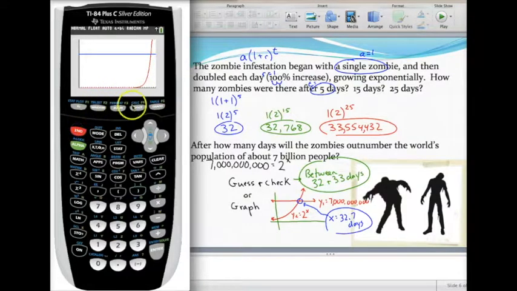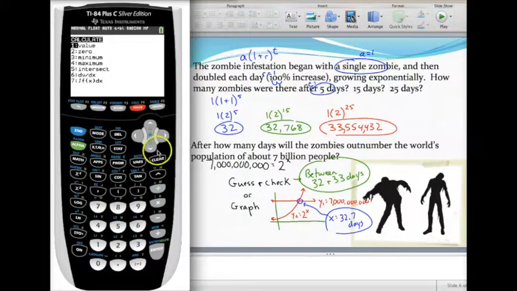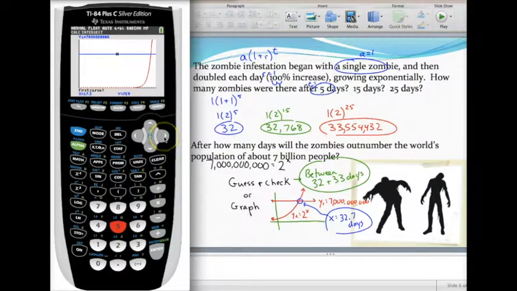Let's hit second trace, remember, to find the intersect button. So then option 5. And since there's only one intersection point, I should be able to just from here press enter 3 times. So 1, 2, 3, and there it is. Like we said, between day 32 and 33 is when it happens, and specifically we're coming up with about 32.7 days until humanity is doomed.